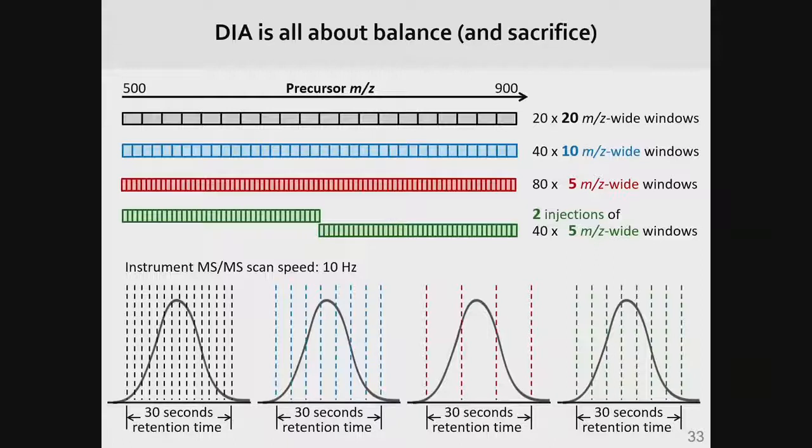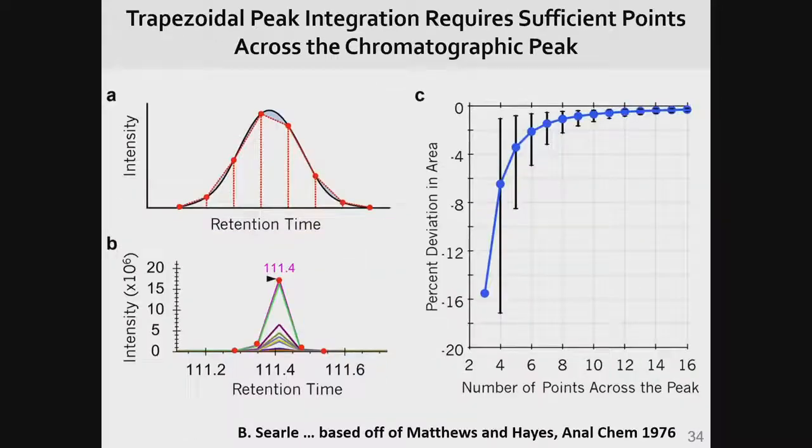It comes at the expense of having to make multiple injections per sample. So why is this important? Well, this comes back to the Nyquist limit, which is how many points you basically need to define a signal. Matthews and Hayes in 1976 defined that for a chromatographic peak, it was about 8 points across the peak.